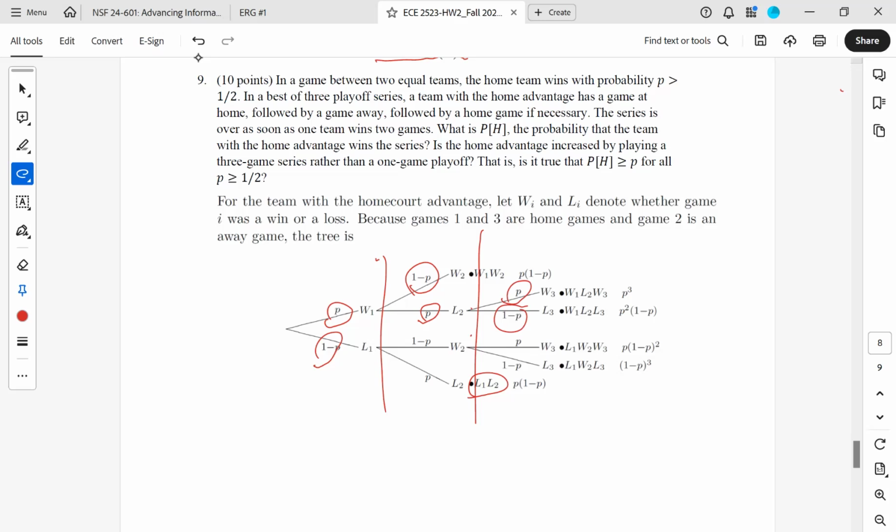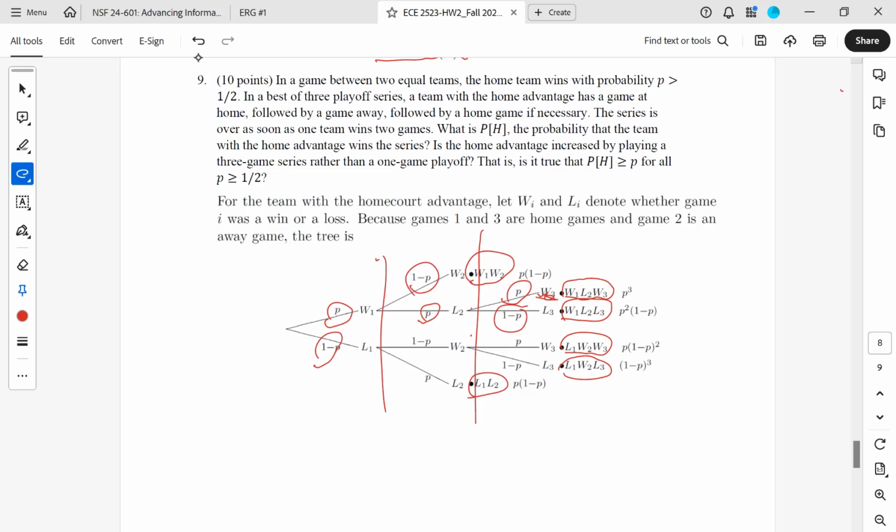Now that we have our tree diagram, we can write the sample space of our competition. The sample space is either W1, W2, or W1, L2, W3, or W1, L2, L3, and as you can see, the other 3 elements. So we have 6 elements in our sample space.